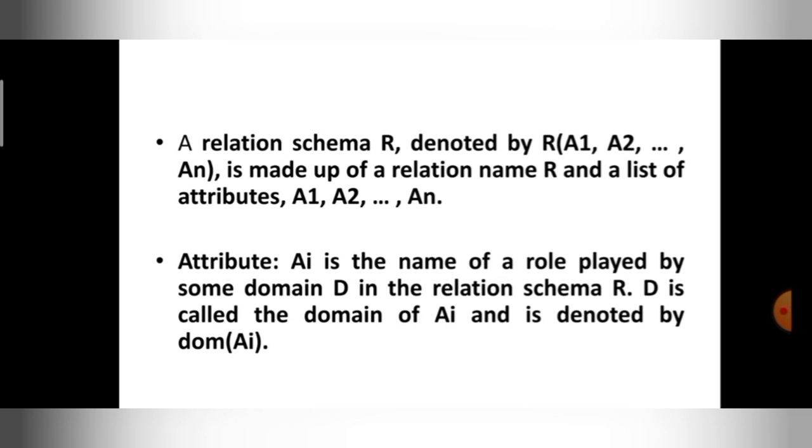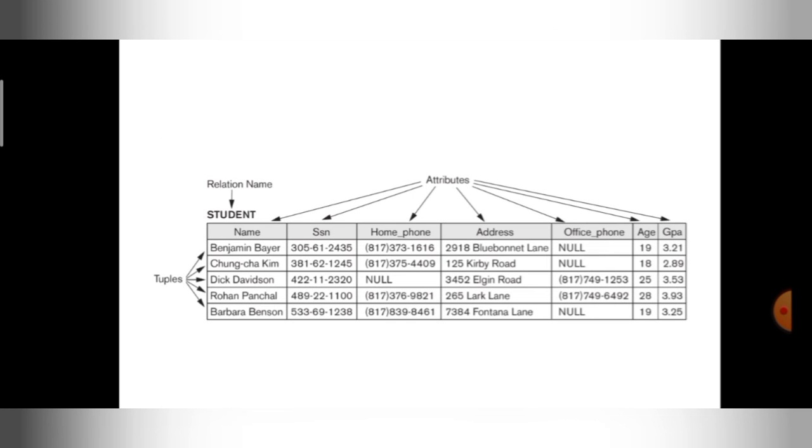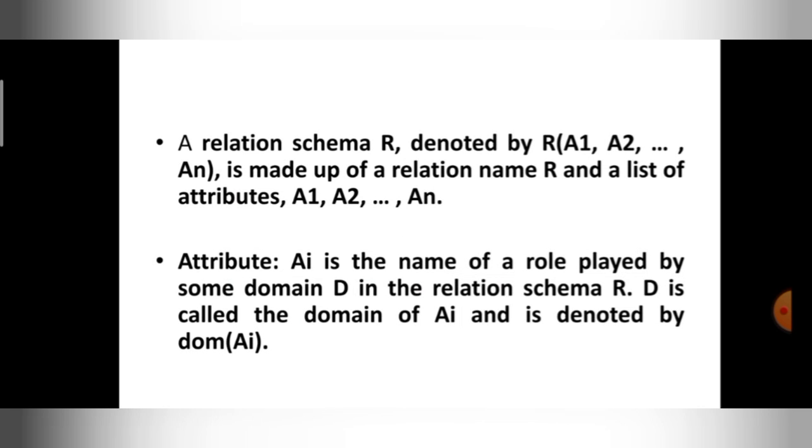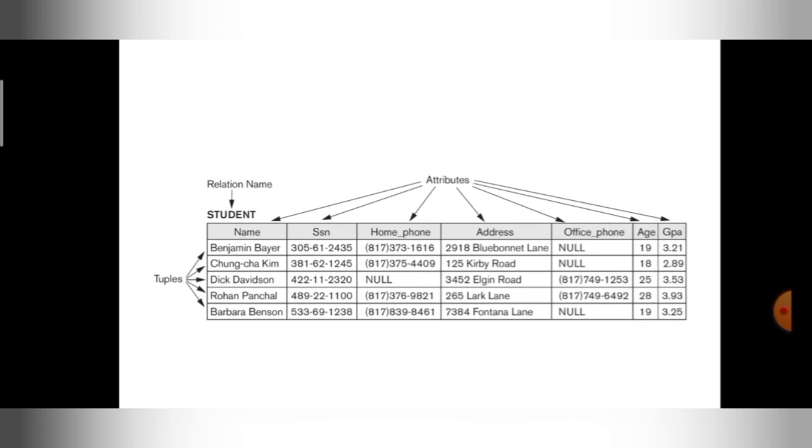Next, attribute. Attribute is the name of the role played by some domain D in the relation schema. Attribute is going to tell about the characteristics of your relation. So whatever attribute you take, the values of that attribute will be within some domain only. See, the SSN value I told you is a string, it should be within 9 digits, like that. Whatever value you take for the attribute, that value should be within that domain only.